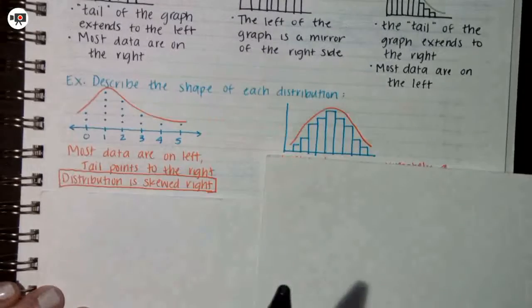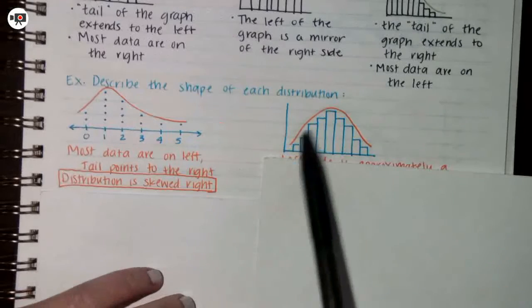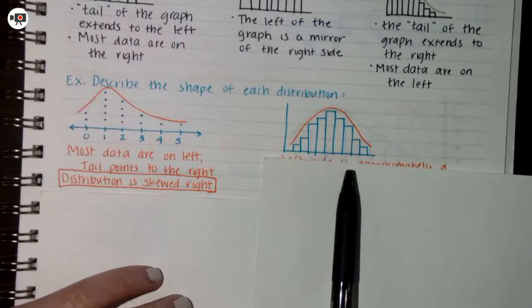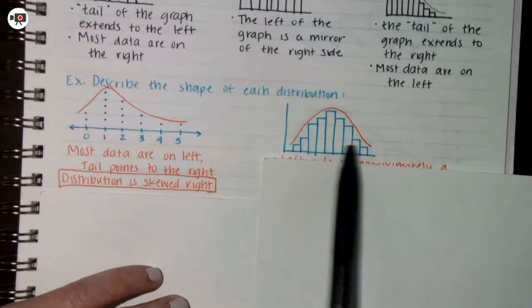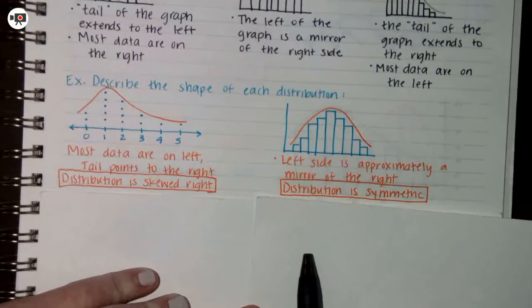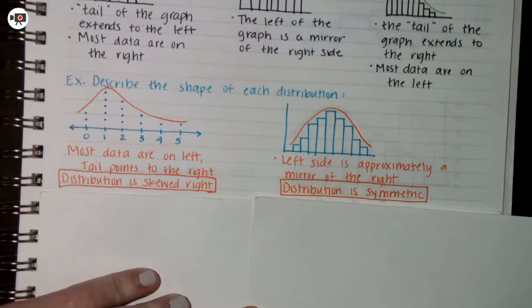And we have a histogram, and to me it looks like they're pretty even. For symmetric, they don't have to be perfectly symmetric, but just pretty close. So the left side is approximately a mirror of the right. We say the distribution is symmetric.